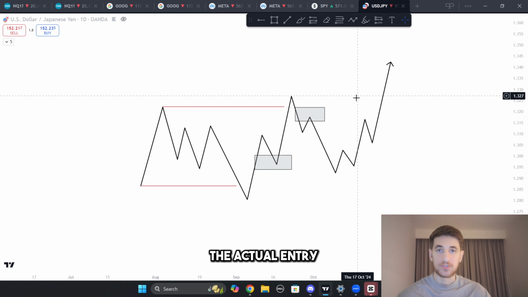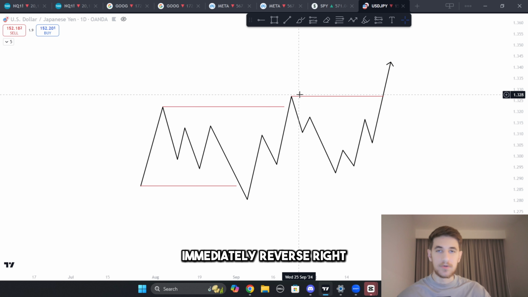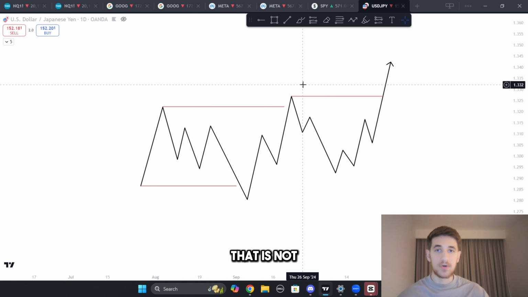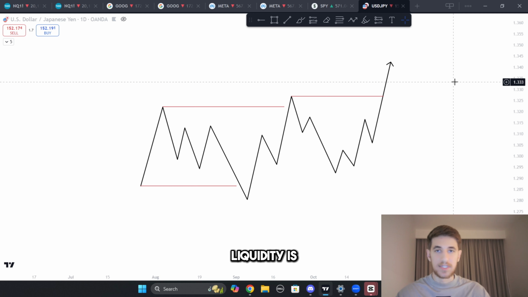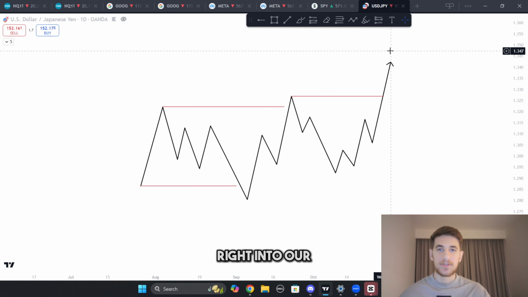Just to be clear one more time, if price breaks above the previous high or low and it doesn't immediately reverse right back down, that is not a liquidity sweep. It is only valid if we get a break and then it immediately reverses back up or right back down. Now that you guys understand what liquidity is, we're going to take a look at some live examples in the market so you can see it more clearly. So with that said, let's get right into our first example.